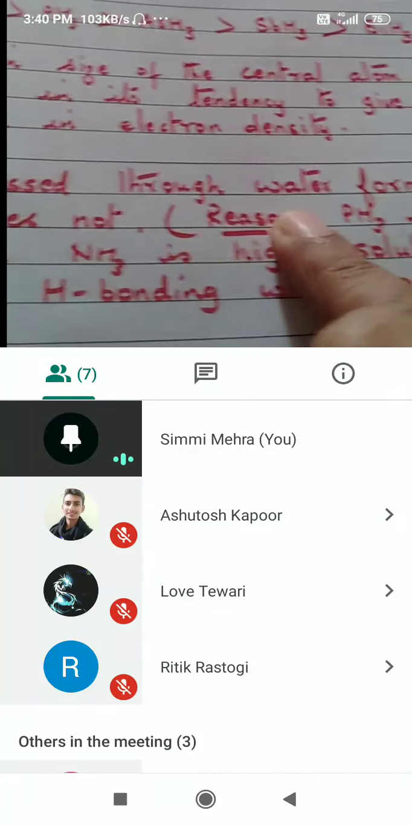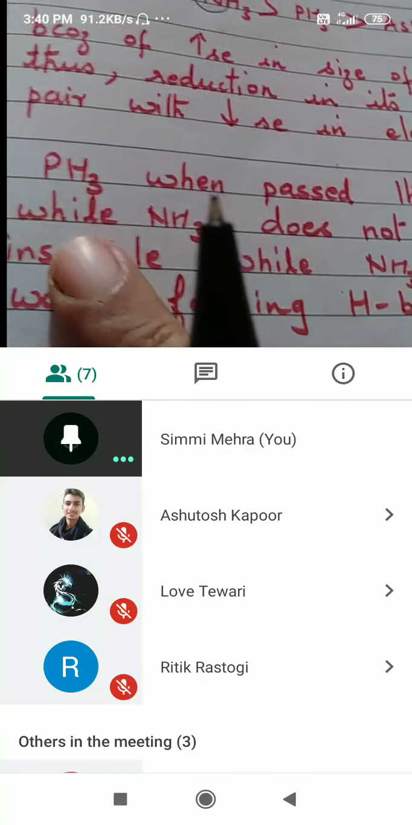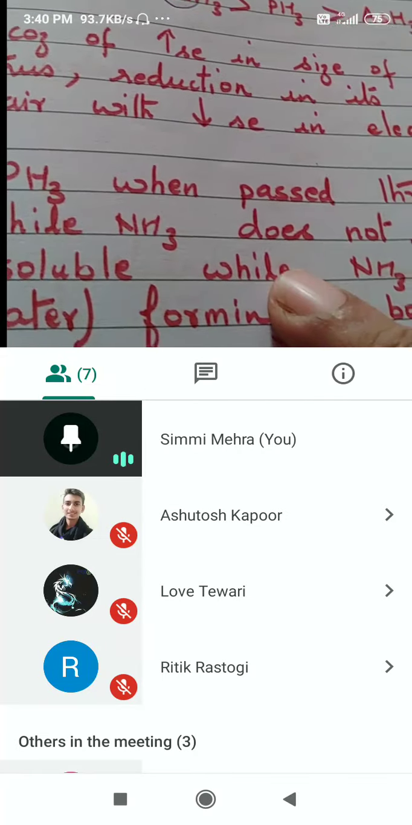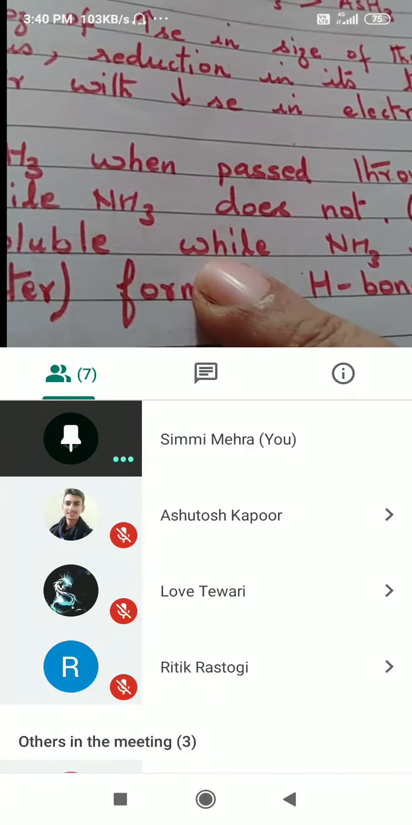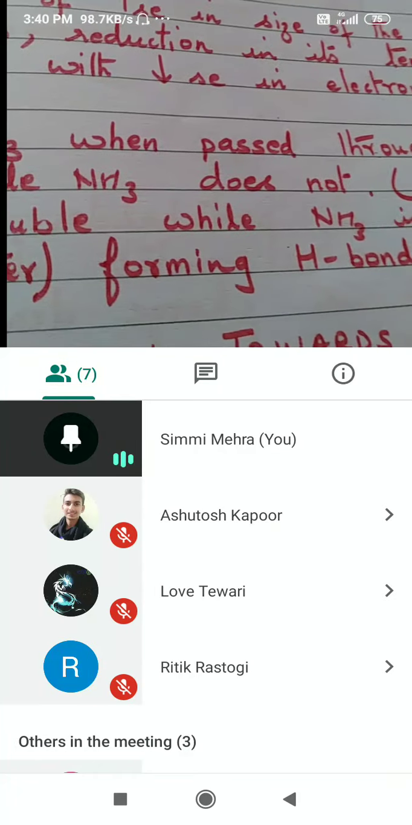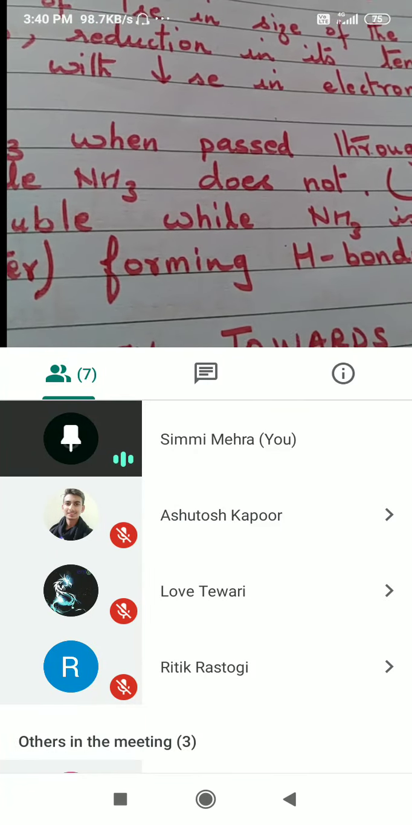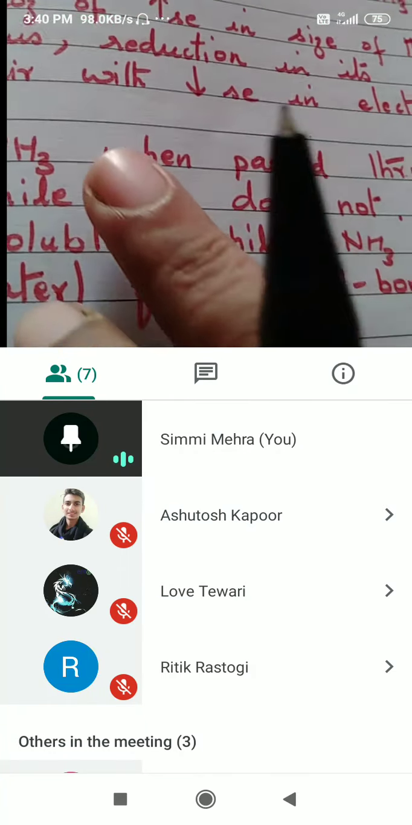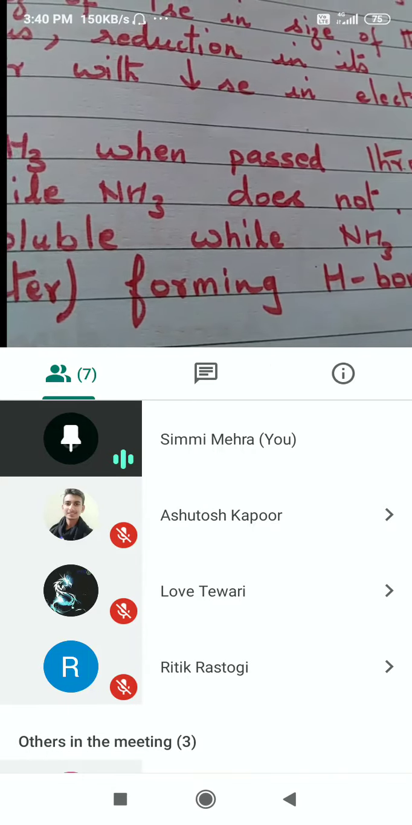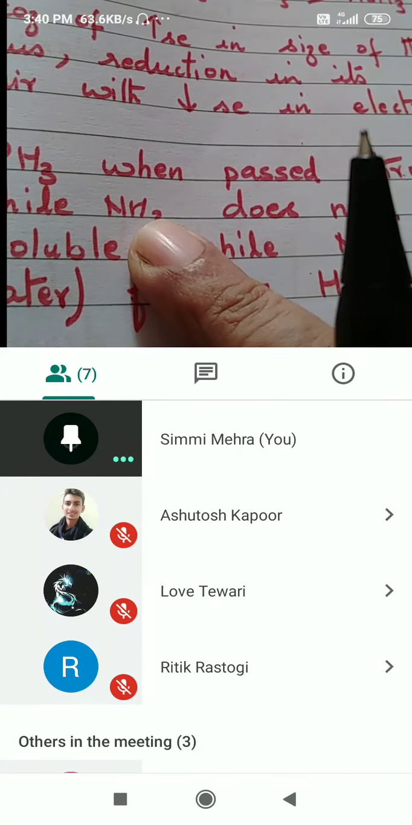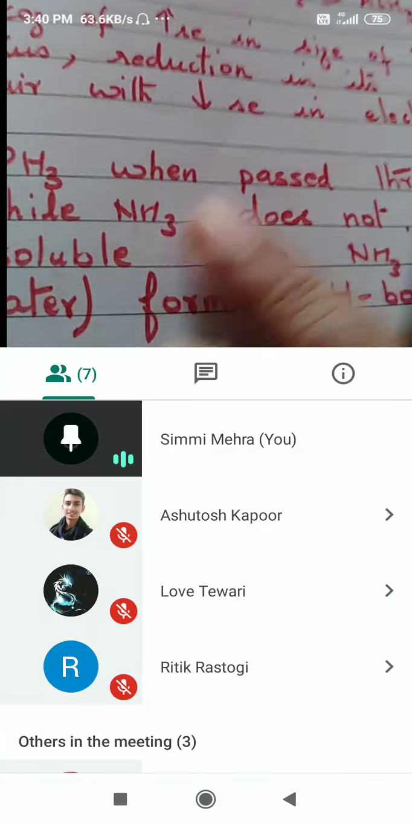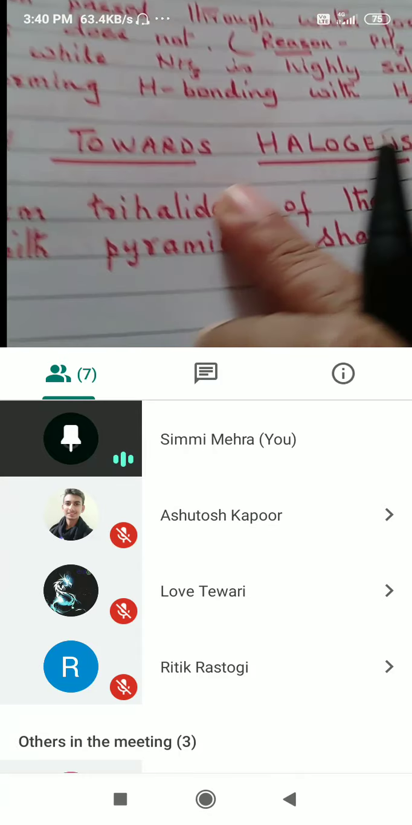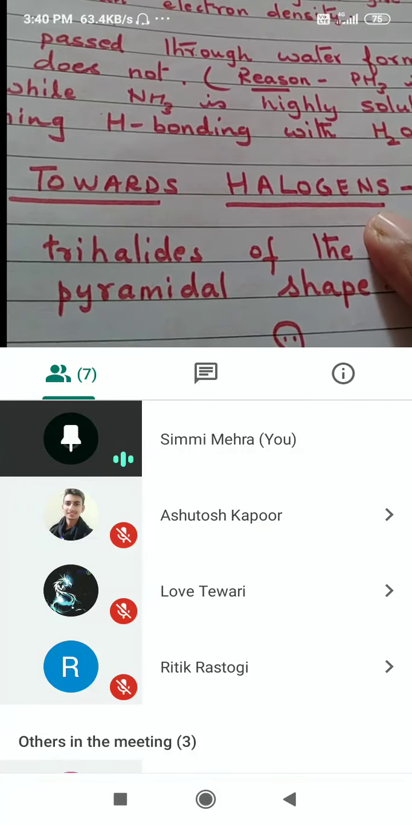Phosphine when passed through water forms bubbles while ammonia does not. This is very interesting. Phosphine when passed through water is forming bubbles because when are bubbles formed? When a gas is passed through a liquid and it does not dissolve. Ammonia is highly soluble in water whereas phosphine is not. So phosphine is going to form bubbles whereas ammonia will not form bubbles. It will be dissolved in water. Okay. Alright. Next is reactivity towards halogens. That means formation of halides.